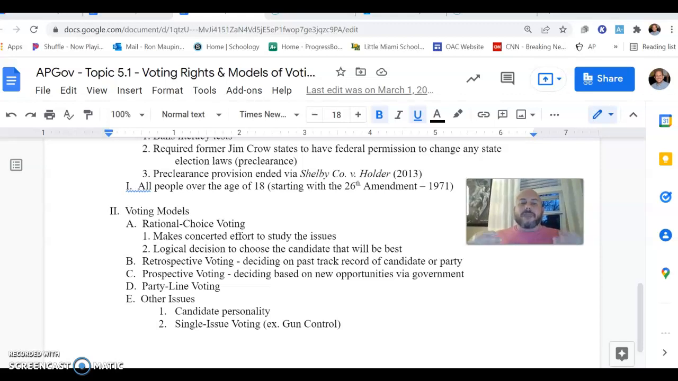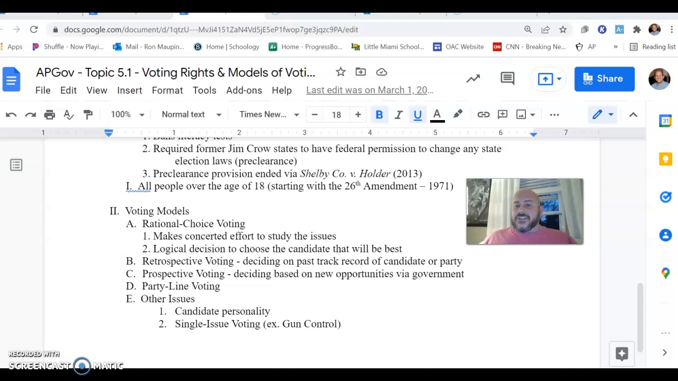So when we talk about rational choice voting, yes, there are people that do that. But many people don't. And there's a reason why, because it's hard. It takes time and it takes interest, and most Americans just don't really have either.